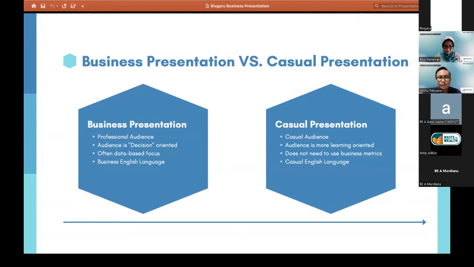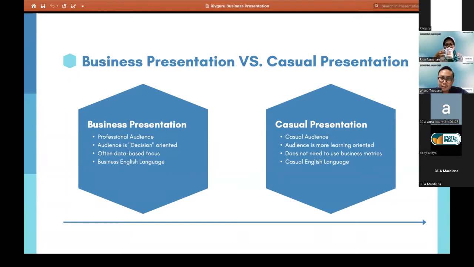Third one, business presentation is more data-focused. So when you're using data in a business presentation, you can use numerical data, you can use qualitative data, but usually you use business metrics, yeah, when you're presenting your data. So business metrics include maybe a SWOT analysis, you can use KPIs, you can use financial statements, you know, these are business metrics.